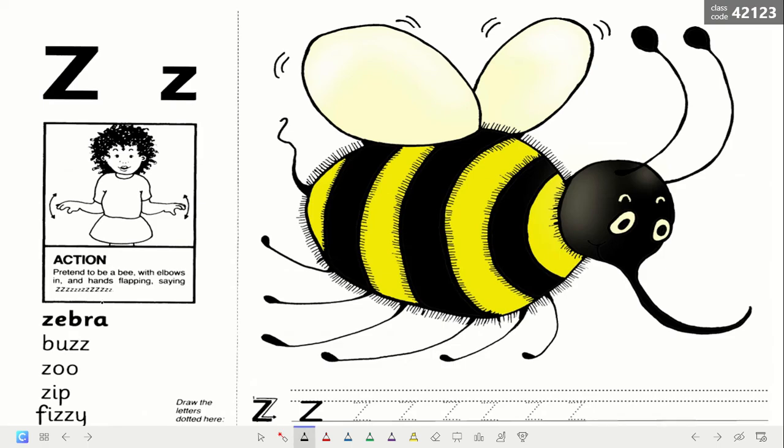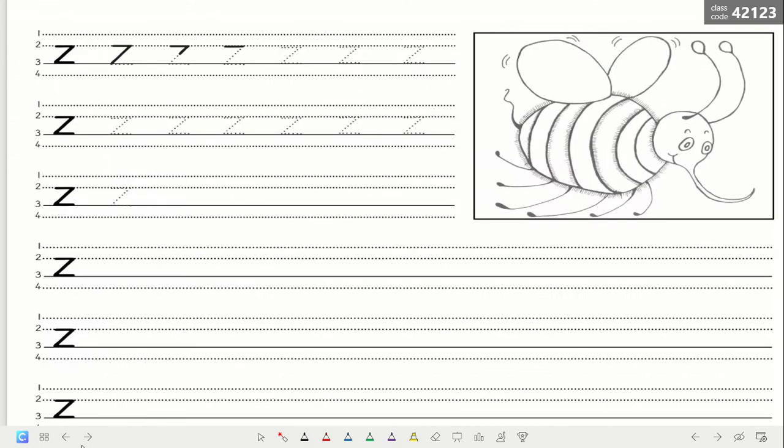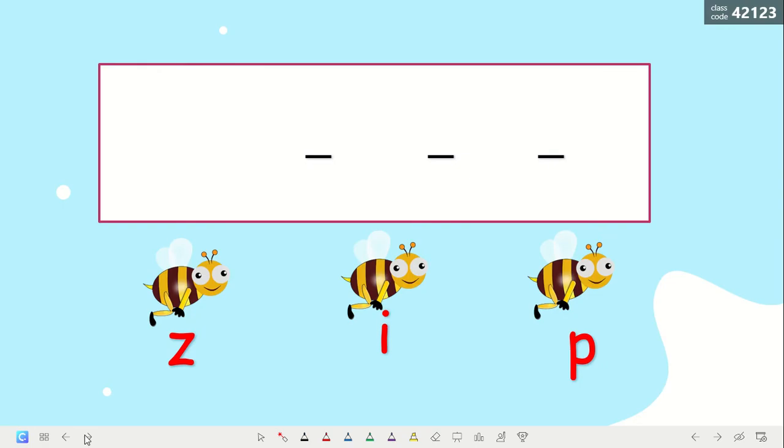On your Jolly Phonics booklet? First, make a circle for the sound zzz in these words and try to read them. Zebra, buzz, zoo, zip, fizzy. Okay. Now, please write down the sound zzz here.